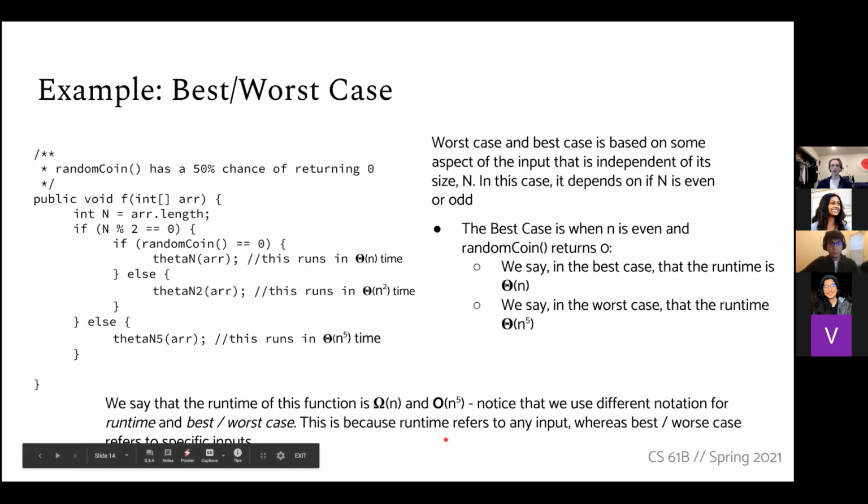You can see here that we use different notation to represent runtime and best/worst case. For best/worst case, we had theta of n and theta of n to the 5, whereas for runtime, we had big omega of n and big O of n to the 5.